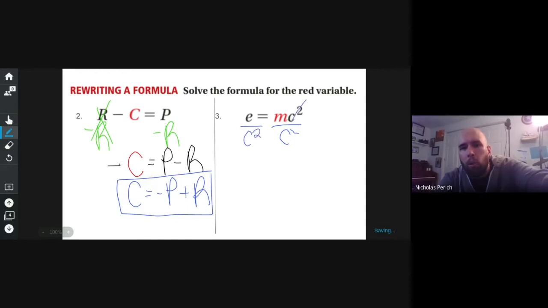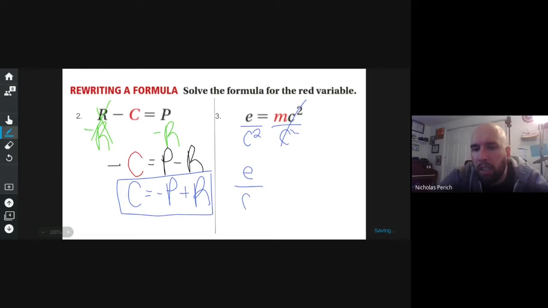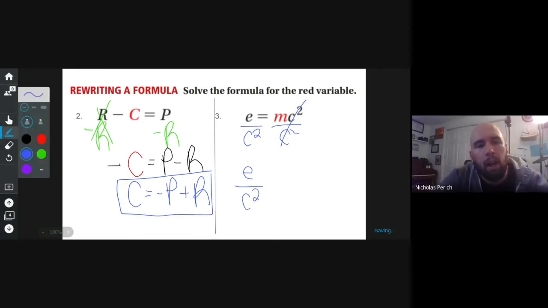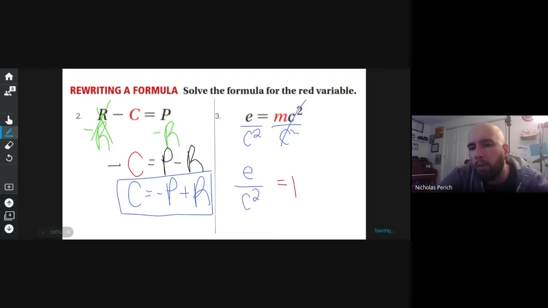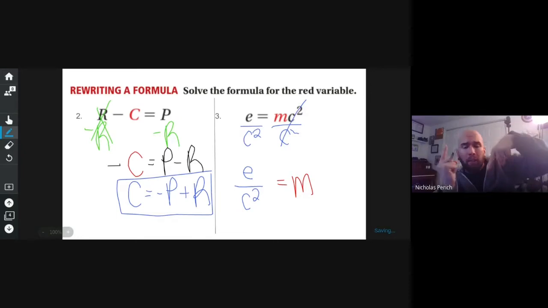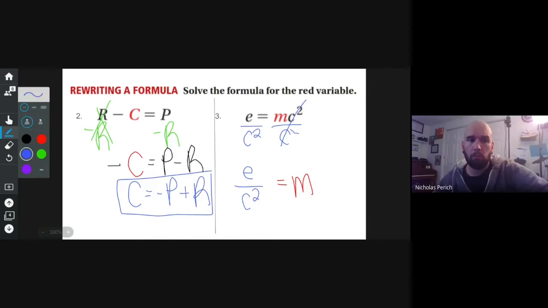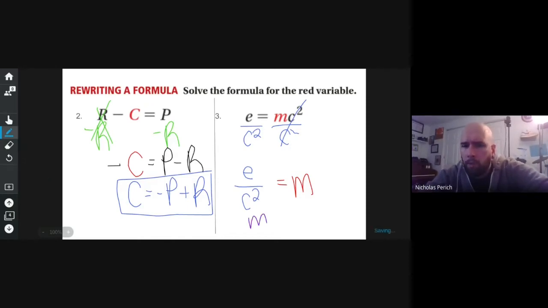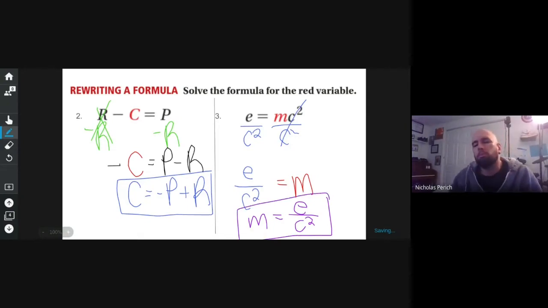Divide c squared. C squared over c squared crosses out. On the left, I have E over c squared. On the right, I have m all by itself. I hate the way that looks because I want my variable on the left, so I'm just going to flip everything. M equals E over c squared. That is my answer.